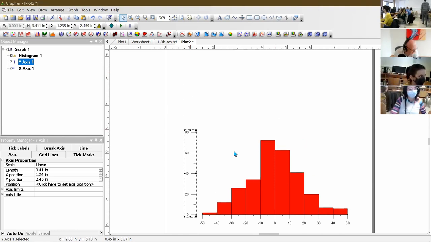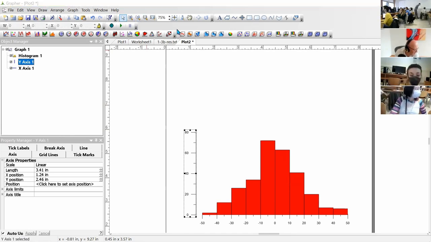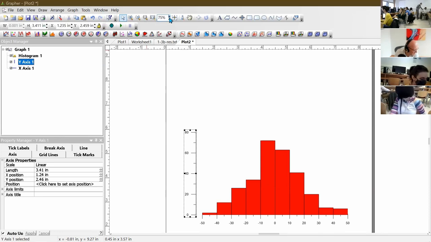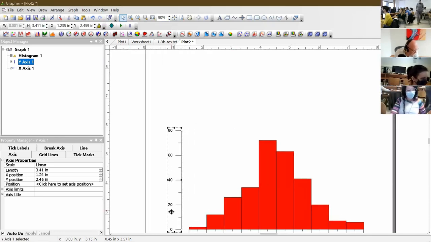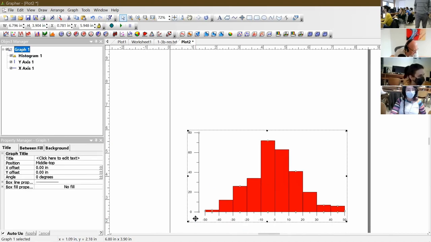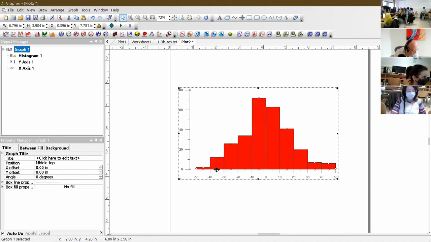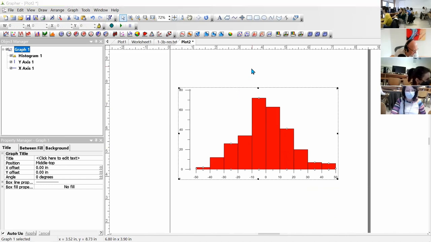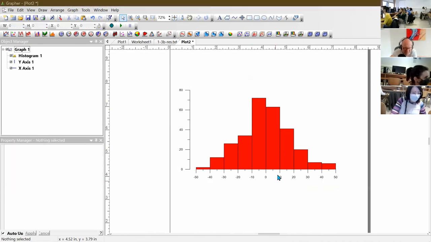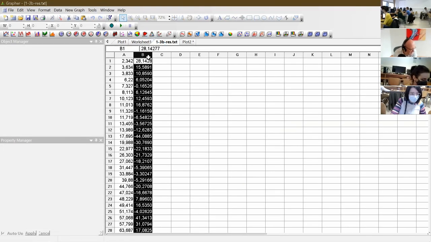Okay, now this is the histogram, and I increase it a bit. It's a bit confusing with this machine. Okay. We see now the histogram runs from minus 50 to plus 50. This is not exactly the maximum and the minimum of the points. But let me show you the maximum and the minimum. This is the data file, 1-3.